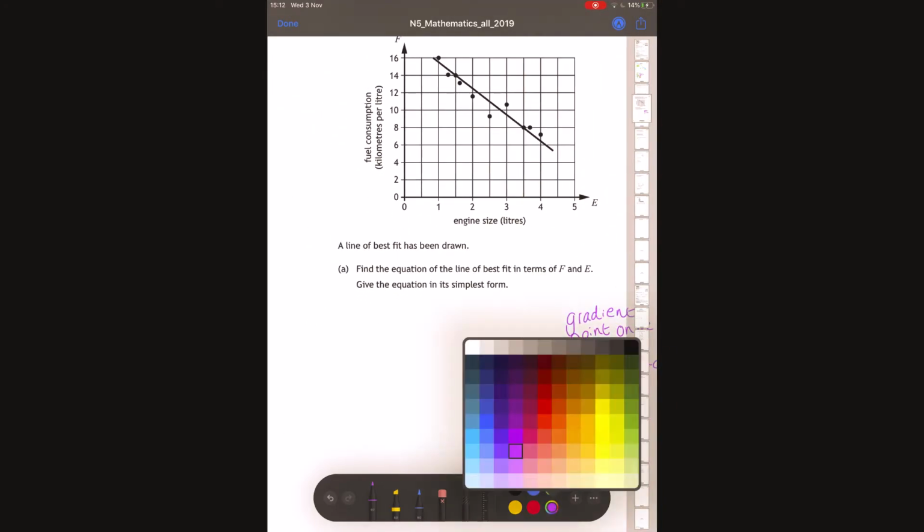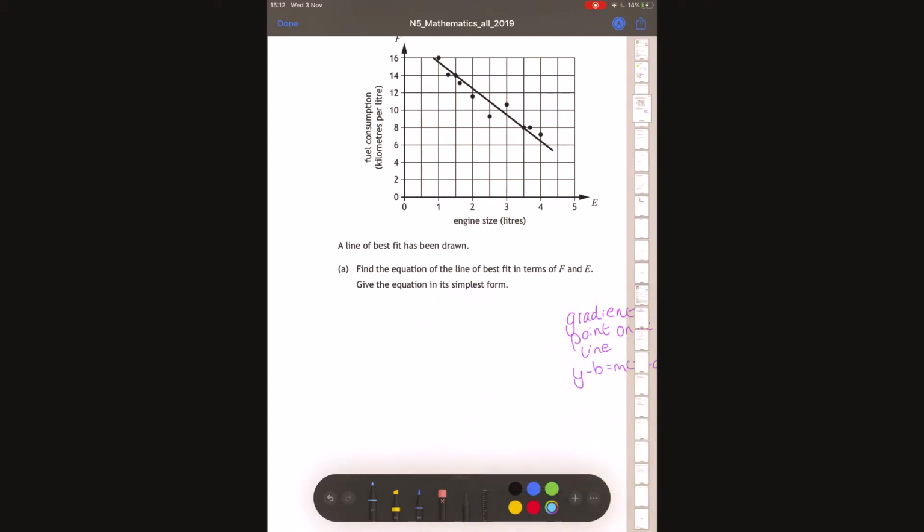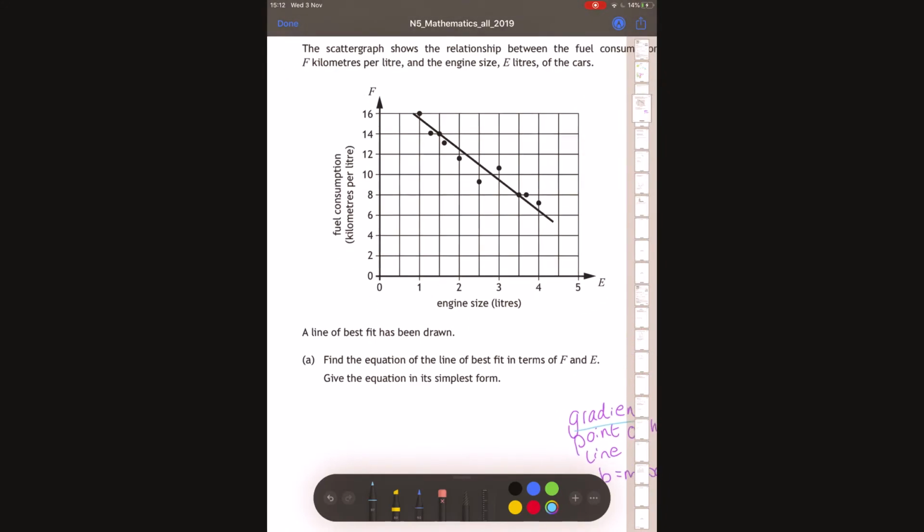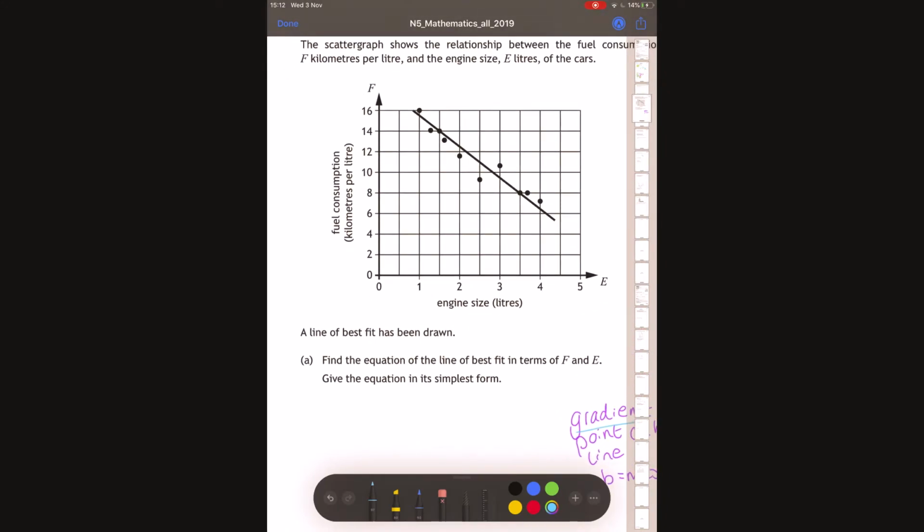And actually, I'll pick a different colour. Gradient. So, formula for gradient. First of all, let's find our points. Now, it's quite obvious which points we should use, because they're the ones that can be identified. Here and here. So what is this point? Well, we are 3.5 on the x and 8 on the y. And for this point, we are 1.5 on the x and 14 on the y.